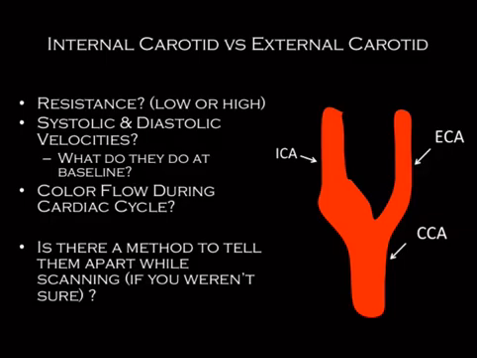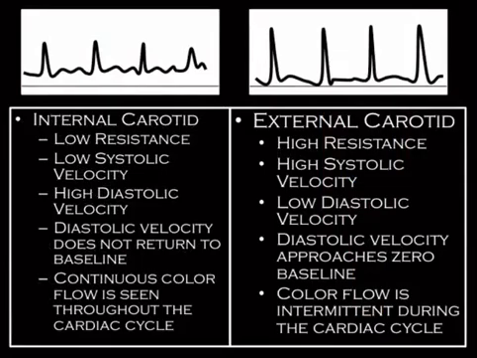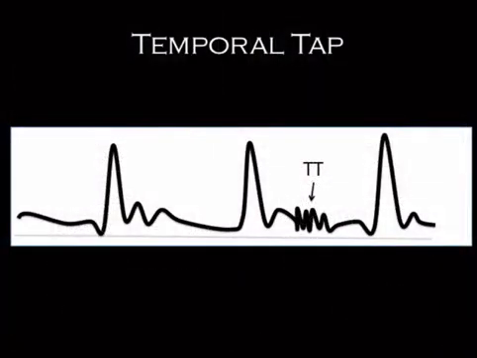There's another thing you can do, which is called a temporal tap. Basically, you find the temporal branch of the external carotid, which is on the temple, and you tap on that, and that creates some vibration in the waveform, and then you can see that as you're imaging down in the neck. So you're actually manually taking your finger and tapping, temporal tap, and you'll see that labeled sometimes as TT with an arrow.